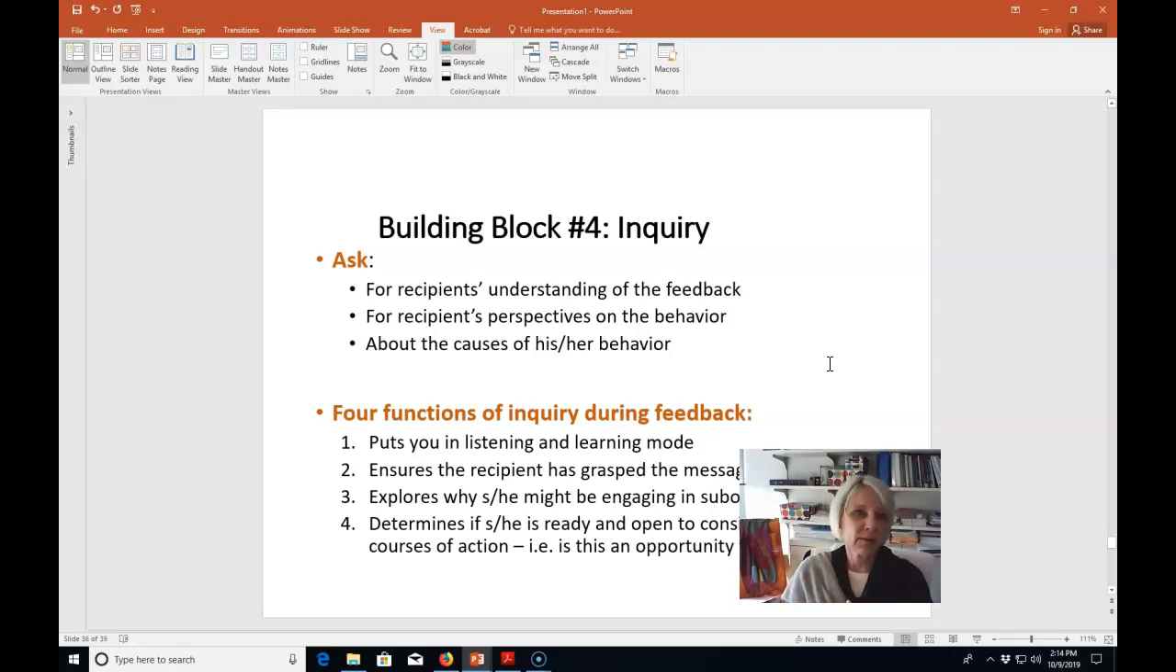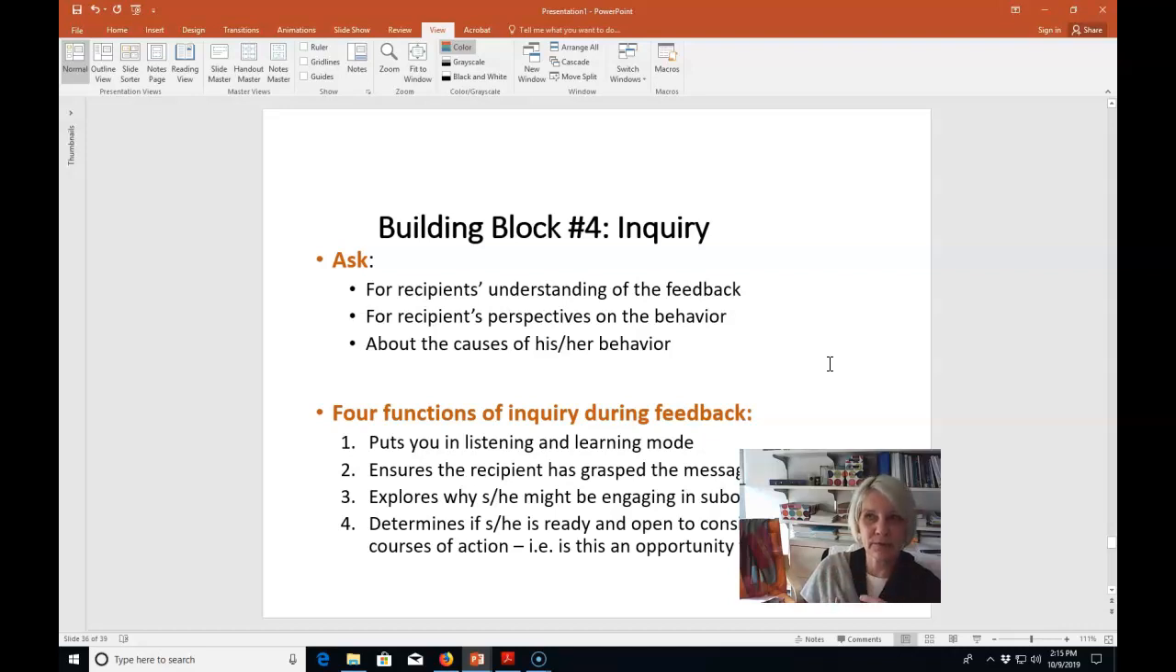Are we able to talk a little bit about why this happened, so that we can think about what to do in the future so it doesn't happen again, right? So those are some of the kinds of terms to talk about for inquiry. There's a lot of good reasons to do this. Number one, it gets you in listening mode, so the person feels like they're able to air what their concerns are.